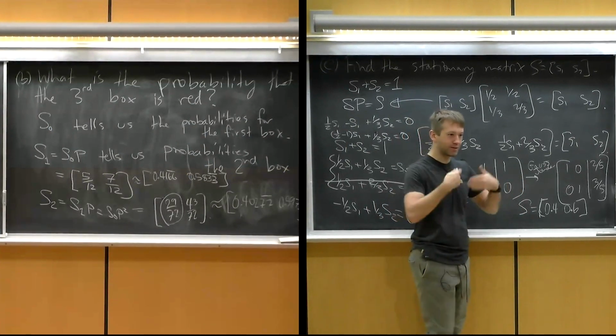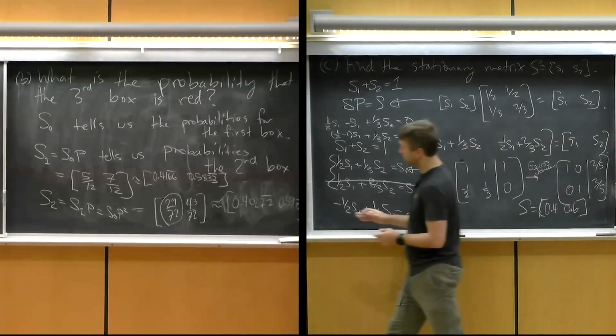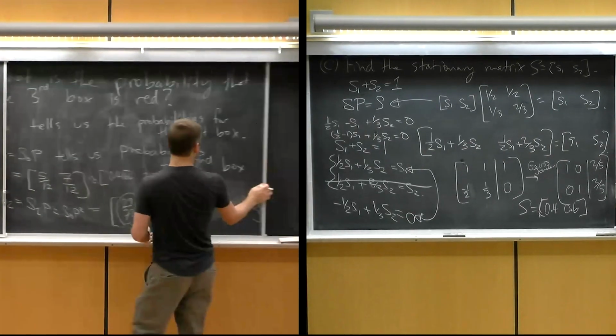As you apply the process more and more, you're going to be roughly 40% of the time in the first state, so picking from the red box, and 60% of the time from the green box. Okay, any questions about that?